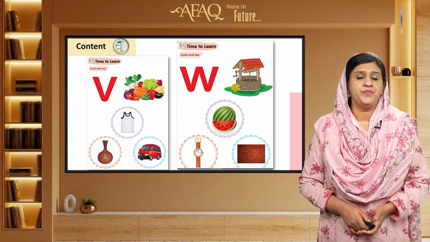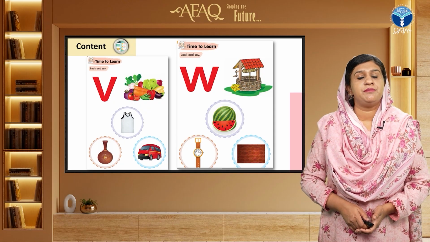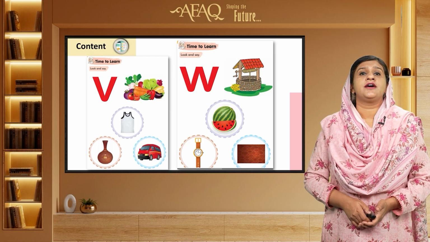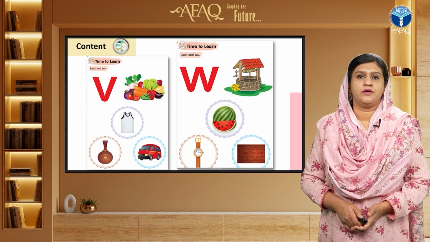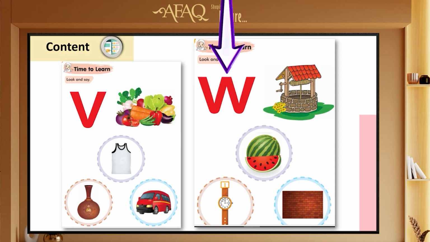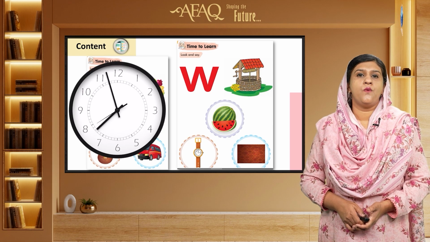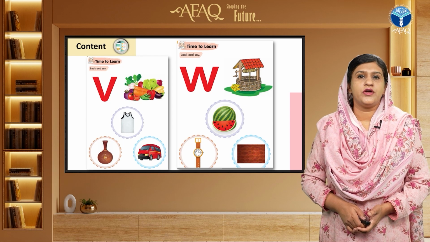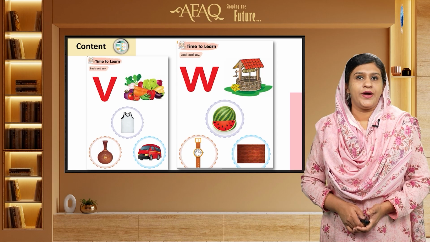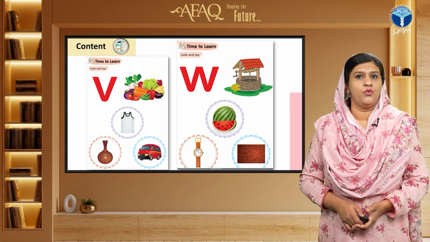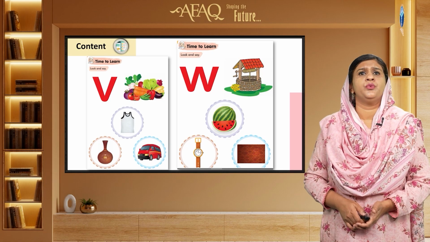Next one is W. The sound is somehow similar to V, but you have to curl your lips. W, W. W, well. W, watermelon. W, watch. And W, wall. Let's practice the words again. W, watch. W, watermelon. W, well. And W, wall.